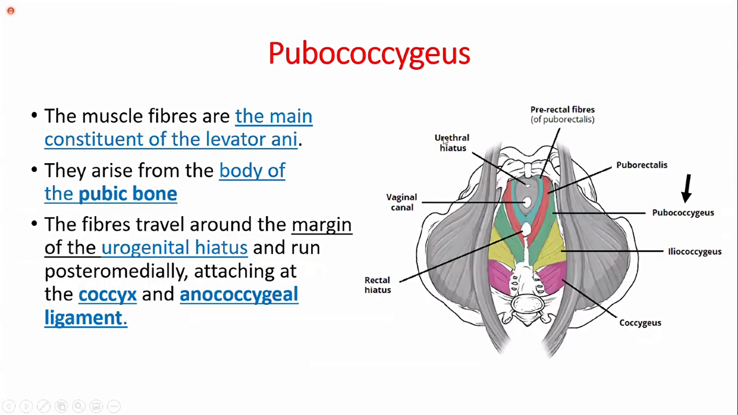First of all, we'll talk about the pubococcygeus. This is the main one that constitutes the levator ani. So this is the pubococcygeus. You see here, it's in a green color, and it arises from the body of the pubic bone. That's why we call it pubococcygeus, because it's coming from the pubic bone. And then the fibers make a direction around the urogenital hiatus, okay? And then it attaches to the coccyx and the anococcygeal ligament. So you see there is an attachment here to the coccyx and also to the ligament at the back here.